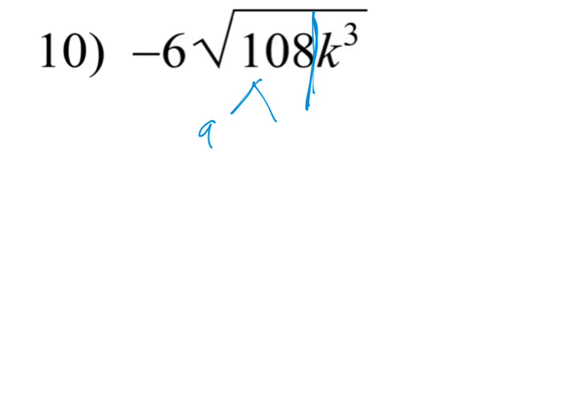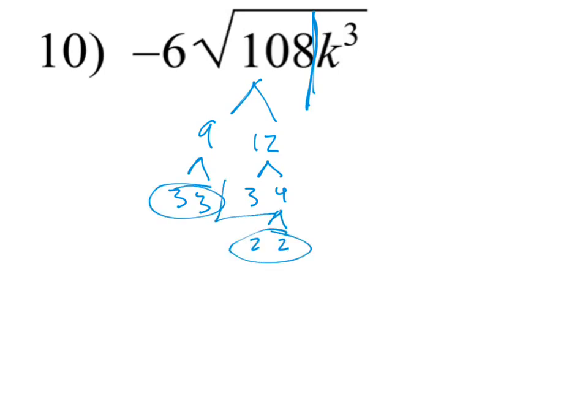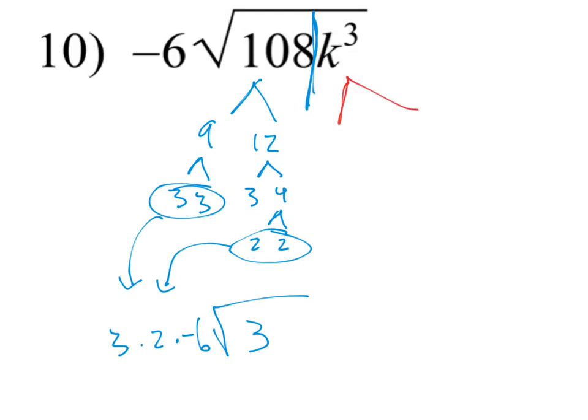108, that's 9 times 12. And 9 is 3 times 3, 12 is 3 times 4, and 4 is 2 times 2. So we got a pair of 2's, we got a pair of 3's, and then there's a 3 left over. So inside my radical, there's going to be a 3 still. And then there's going to be out front here 3 times 2 times the square root of 3, times that negative 6 that was out front. But we're still not done. We got to get this other part of our radical factored out.